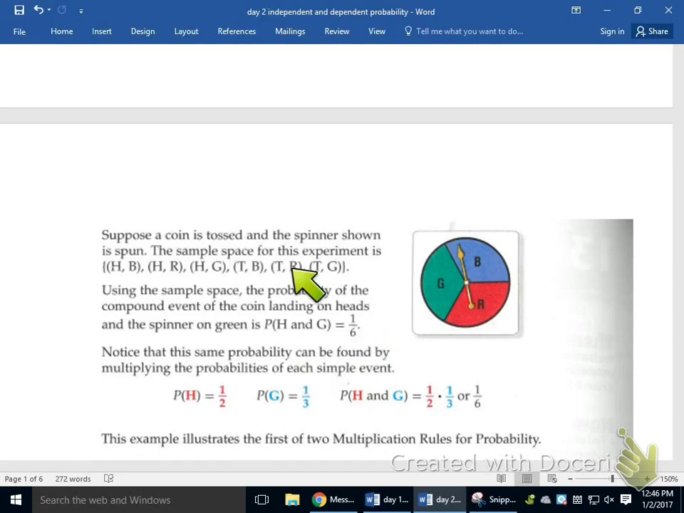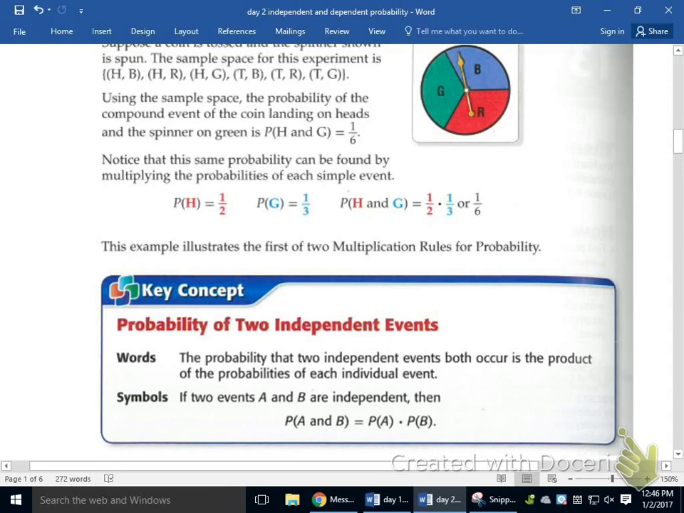I just like this because of seeing how they write sample spaces, and also seeing how the same probability can be found by multiplying the probabilities of each sample event. And that is what leads into this box of notes: to find the probability of two events when they are independent, you multiply them. So like where I said 1 out of 6, because there were 6 total, we could have done 1/2 for heads, 1 out of 3 for green, 1/2 times 1/3 is 1/6. And that's what you're going to be seeing whenever the events are independent.